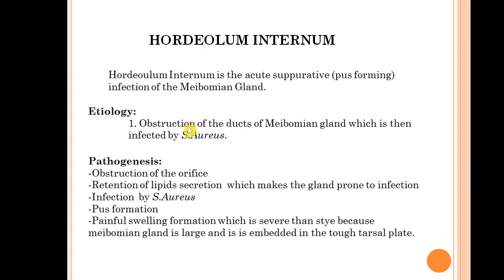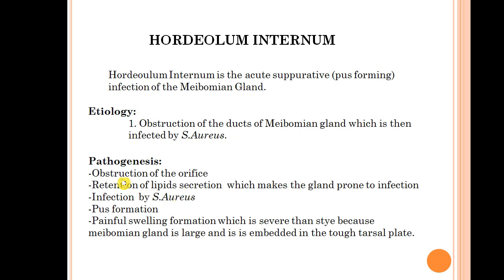Now let's talk about Hordeolum internum. We have just finished with the Hordeolum externum, and now let's talk about the Hordeolum internum. Hordeolum externum involved the gland of Zeis, and over here the gland involved will be the meibomian gland, which is present internally inside the tarsal plate. So the Hordeolum internum is actually the acute suppurative infection of the meibomian gland.